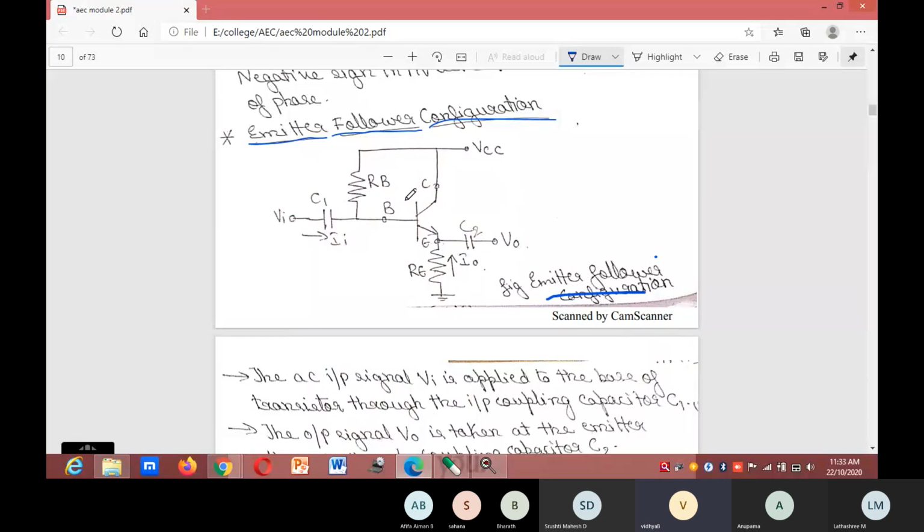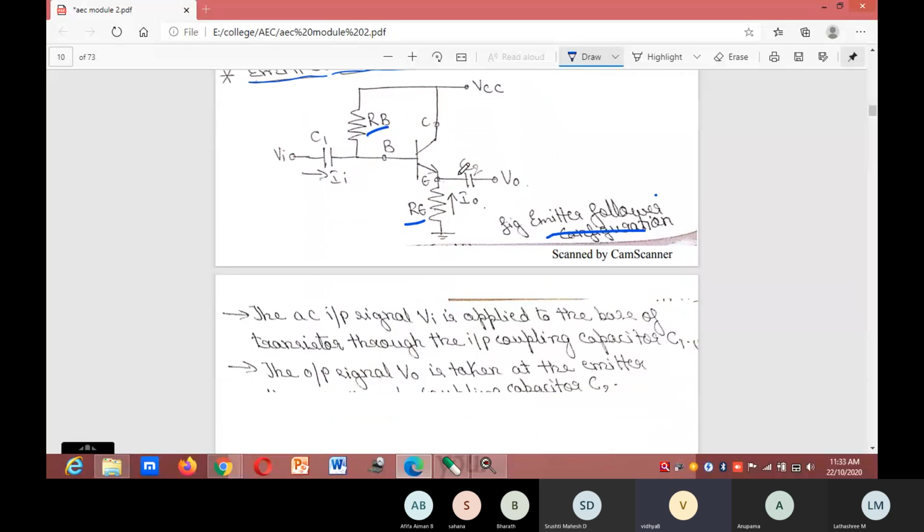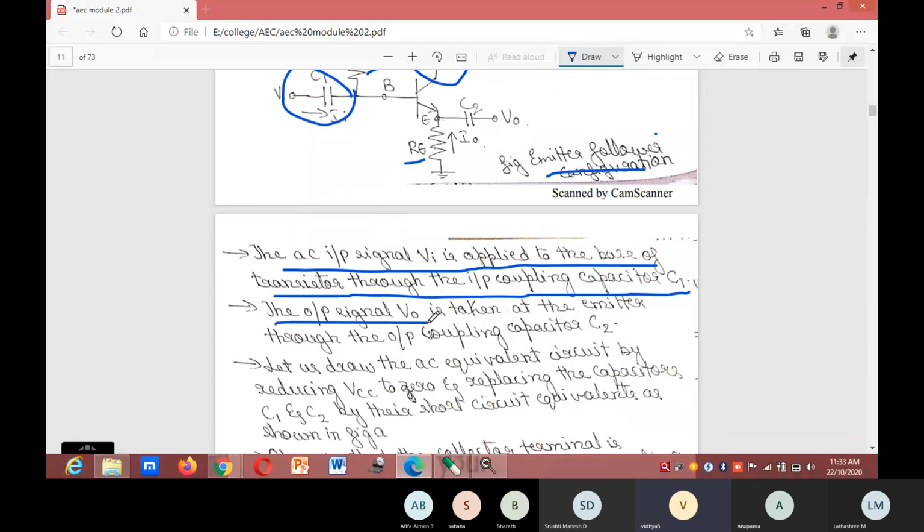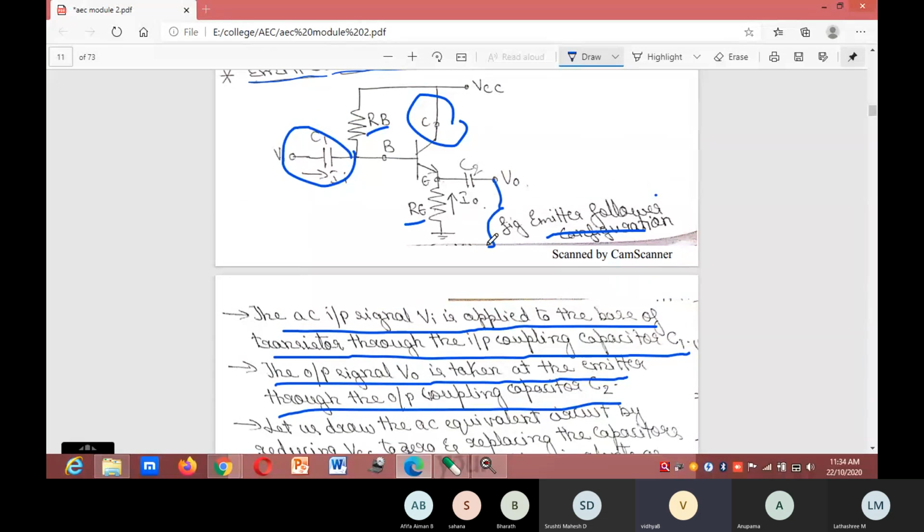Input voltage, C1, C2, and RB, RE. Here there is no RC. The AC input signal Vi is applied to the base of the transistor through the input coupling capacitor C1. The output signal V0 is taken at the emitter through the output coupling capacitor C2. The output side is the emitter side.